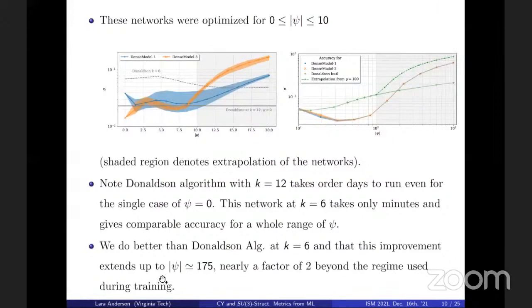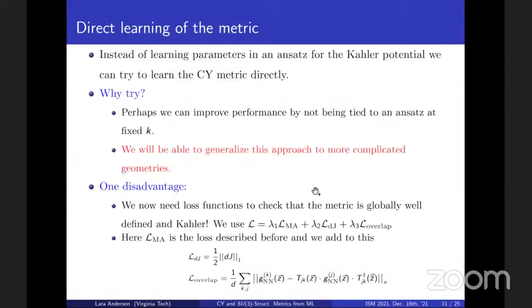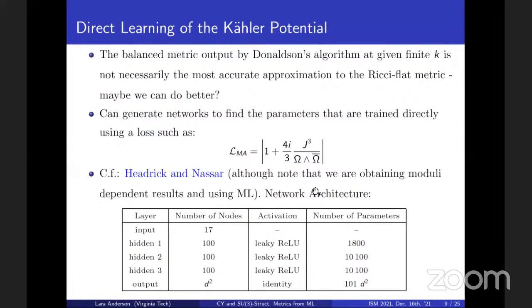So another quick question. When you're minimizing this particular function to zero, that 1 plus J by omega, how is that compatible with the equations of motion for the Calabi-Yau?